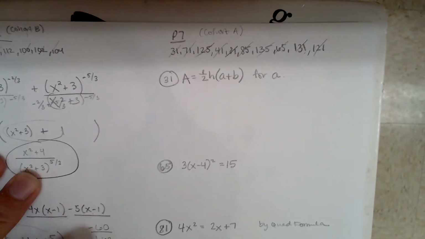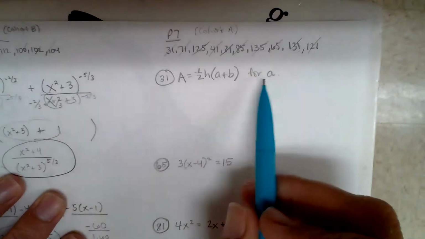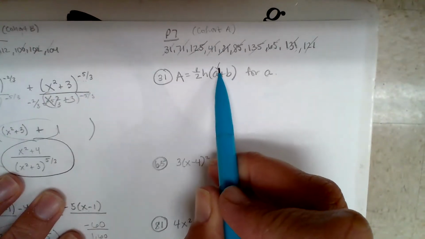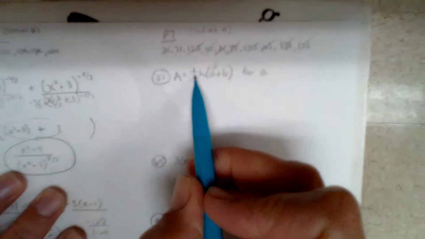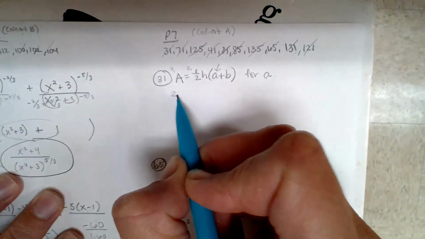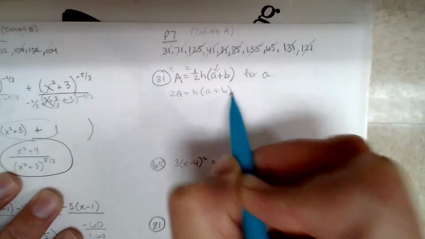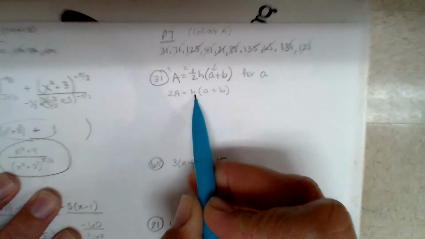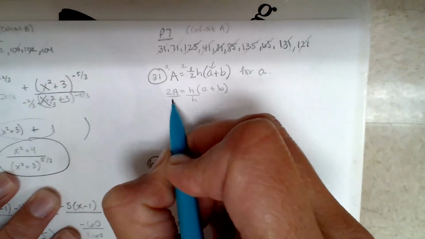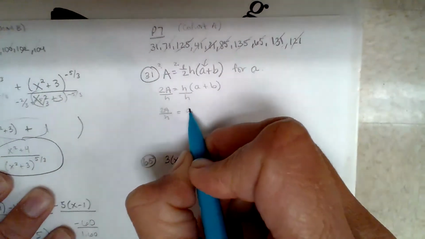Okay, so a couple more on P7 that were asked yet not answered in the other videos. 31, solving for A, which is locked up in parentheses. So I do want to get rid of the 1/2 by multiplying both sides by 2. So that leaves us with 2A equals H times (A plus B). Then divide your H over. And then that just equals A plus B.